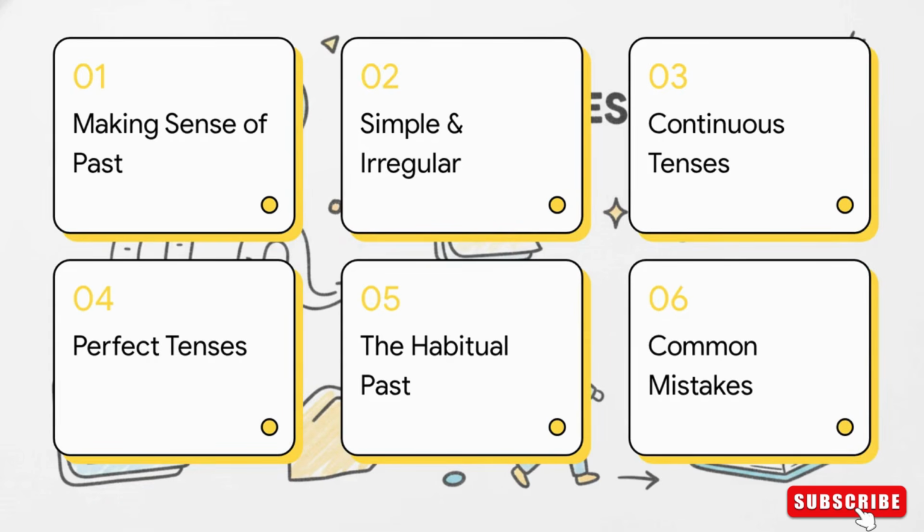1. Making sense of the past. 2. Simple past and irregular verbs. 3. Continuous, interruptions and backgrounds. 4. Perfect tenses, ordering events. 5. The habitual past. And finally, 6. Avoiding common grammar mistakes. Let's get into it.